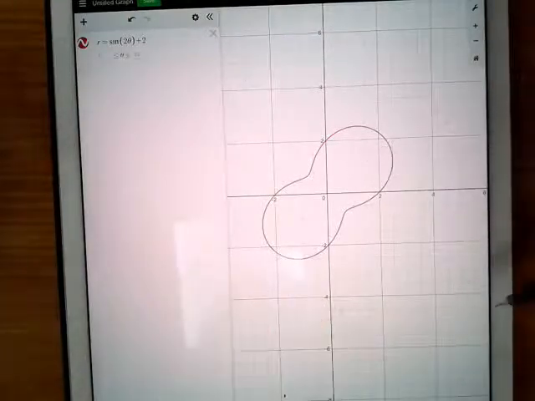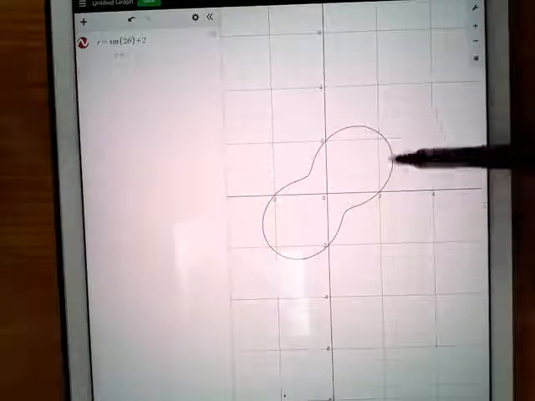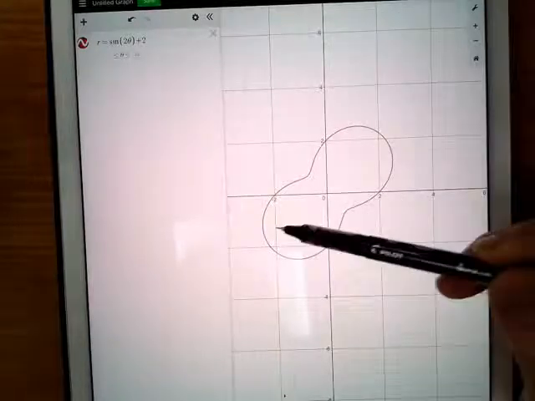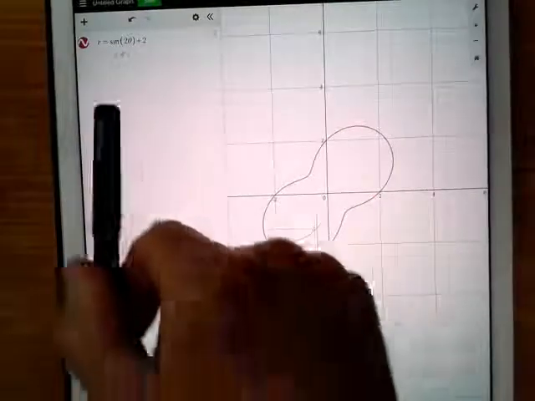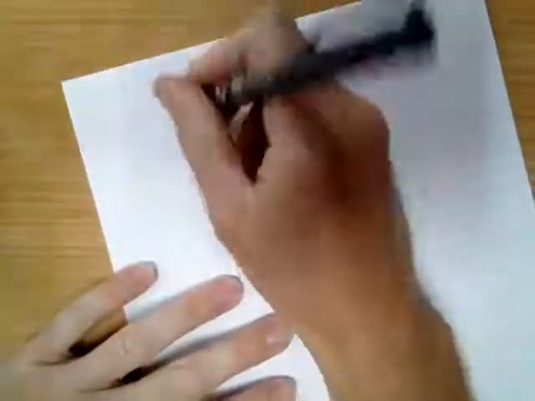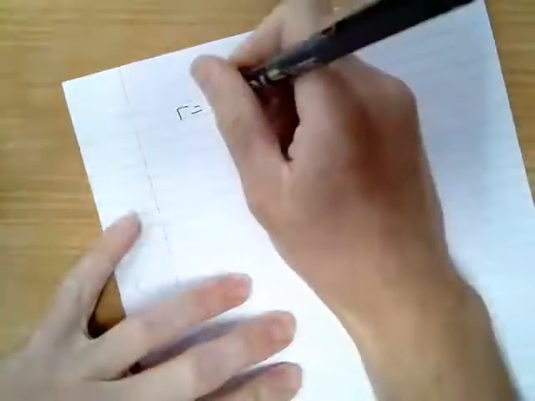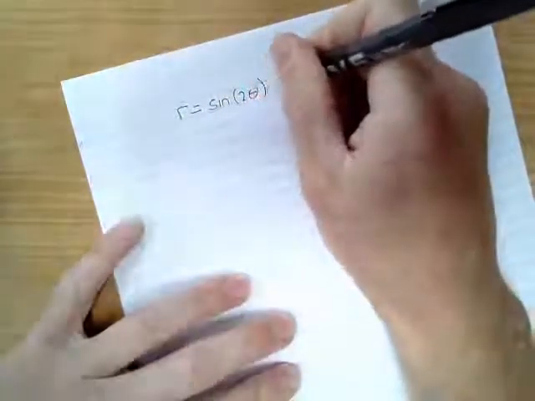I chose this graph because it's not immediately obvious what angle you would be on when you hit that point there and that point there, which are the two values that we're looking for, and similarly that point there and that point there. So that's what we're going to do: use the curve r equals sine 2 theta plus 2 to find those tangents. So we're going to move that out of the way and just write down the equation of the curve again. So it's r equals sine of 2 theta plus 2.